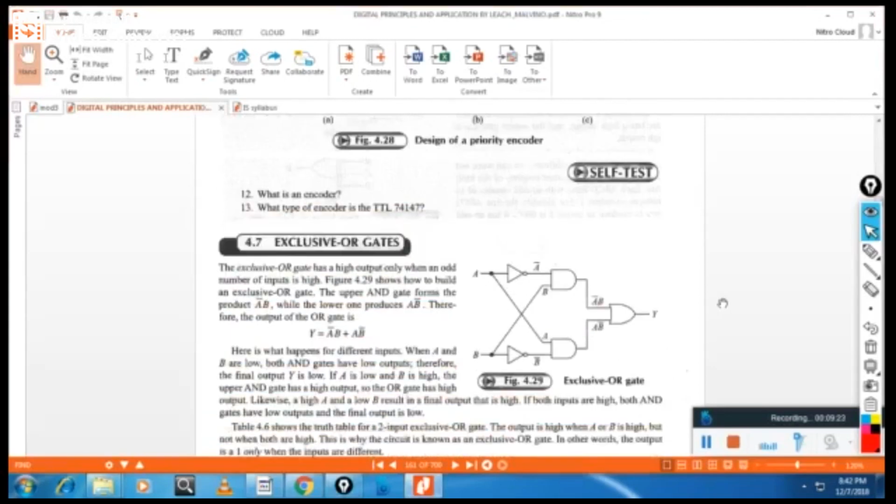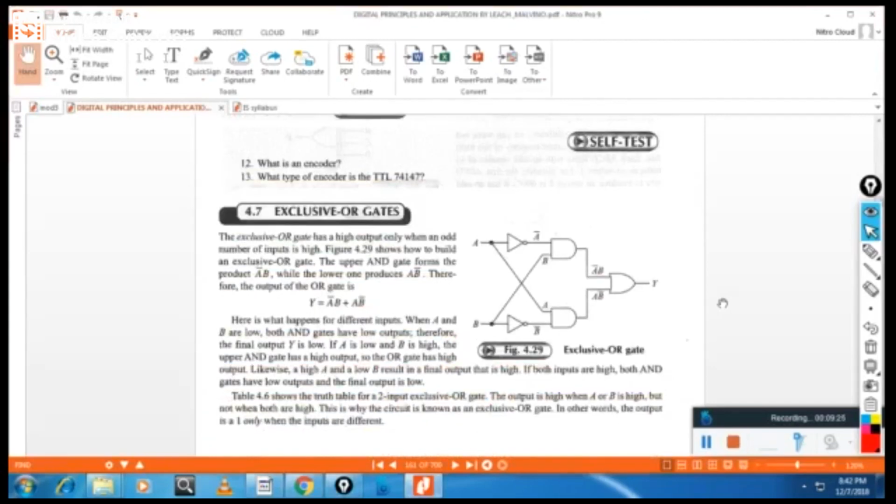So now next one is the exclusive OR gate. We know the output of the exclusive OR gate is high when an odd number of inputs are high. When an even number of inputs are high, the exclusive OR output is low. So the expression for the exclusive OR gate is this one, and the implementation is this one.